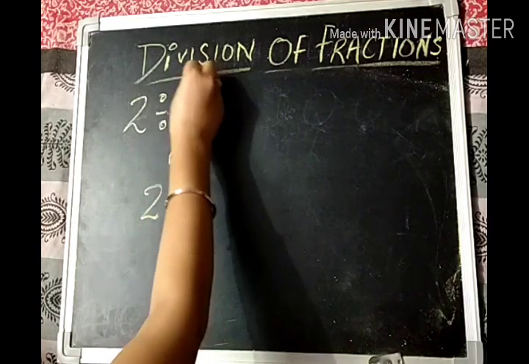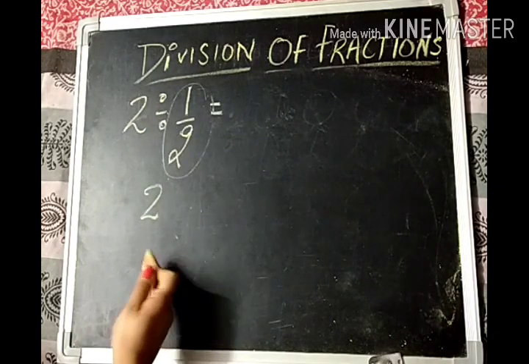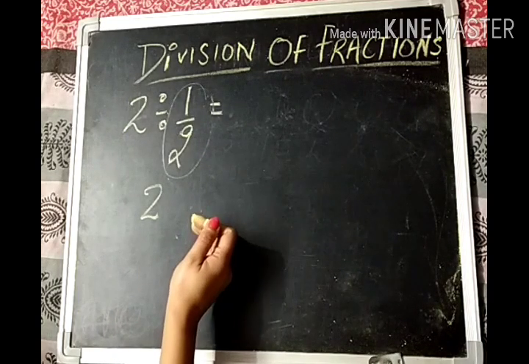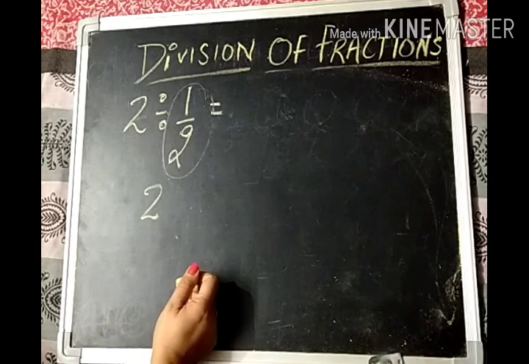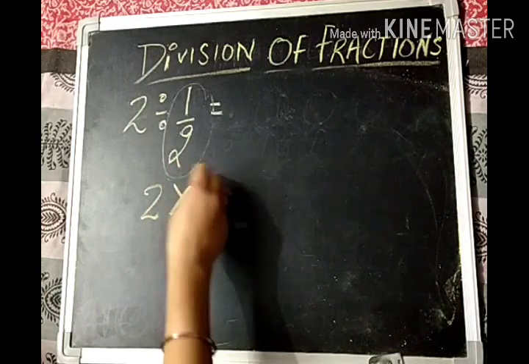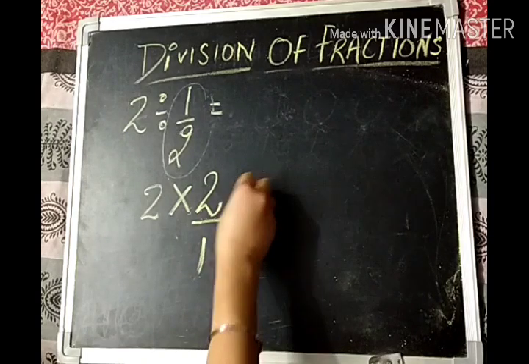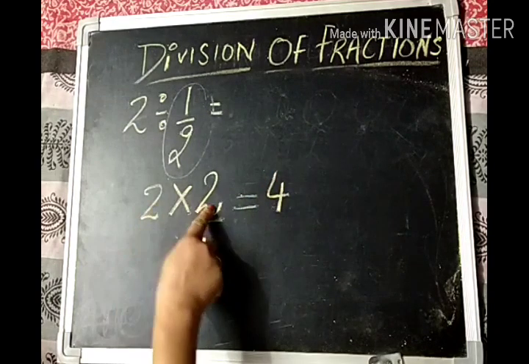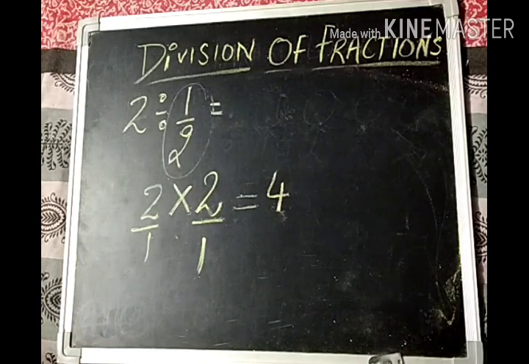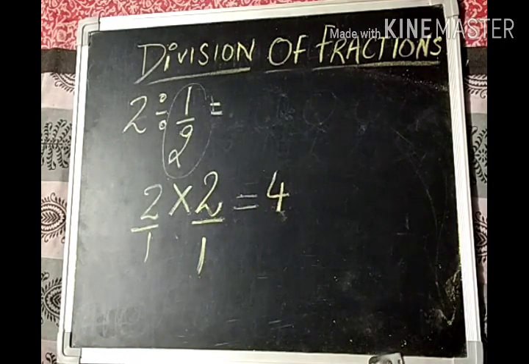What we do is we just make the reciprocal of it. Reciprocal means writing the numerator in place of the denominator and the denominator in place of the numerator, and the sign changes to multiplication. 2 will go up and 1 will come down. So this will be 2 2s are 4, and there is nothing here, so we can put 1. 1 1s are 1, so we'll write 4.